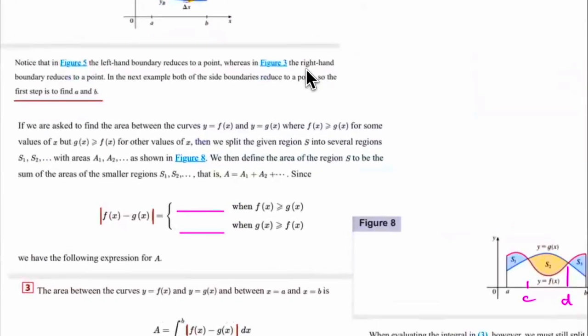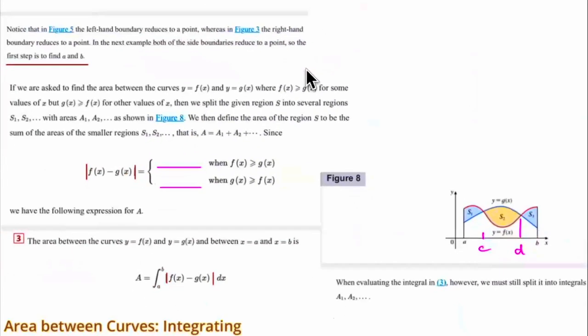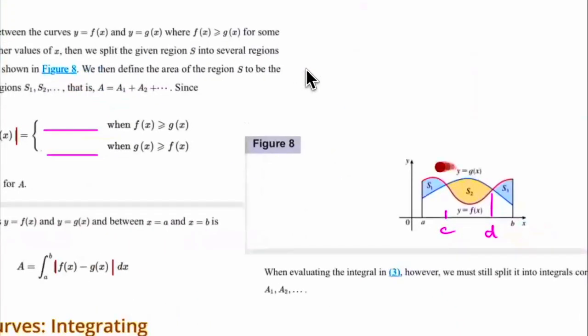Now, suppose sometimes the curves look like this. Okay, think about it this way. Sometimes the graph of the function f is like this. The graph of the function g is the blue one right here. They cross each other. It's not always one above the other, right?